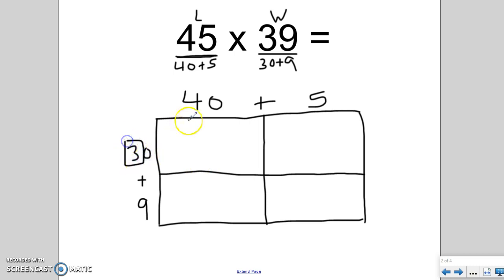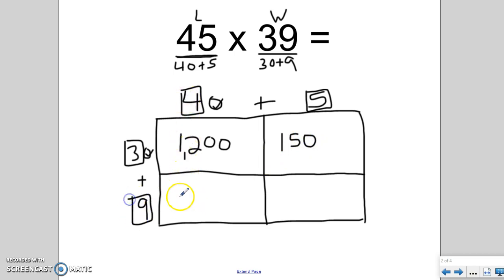So the first time I'm going to do 3 times 4. Now this is going to go in this box. 3 times 4 is 12. And we have 2 zeros all together. Boom, boom. We get 1,200. This box is for 30 times 5. Well, 3 times 5 is 15. And there's 1 zero here, but none over here. So that's 150. This box is for 9 times 40. So I know 9 times 4 is 36. No zeros, and over here I have 1 zero. So that's 1 zero total. And then this box is for 9 times 5, which is 45.